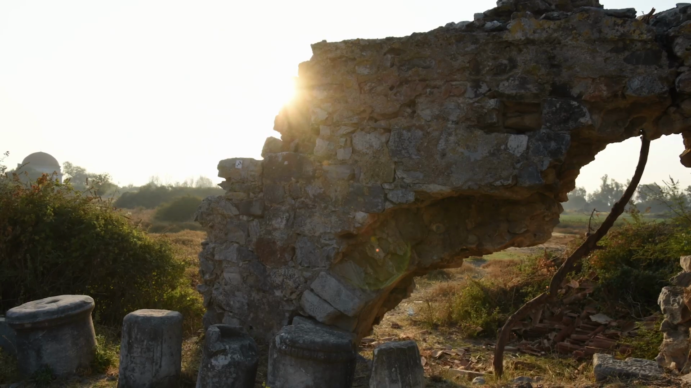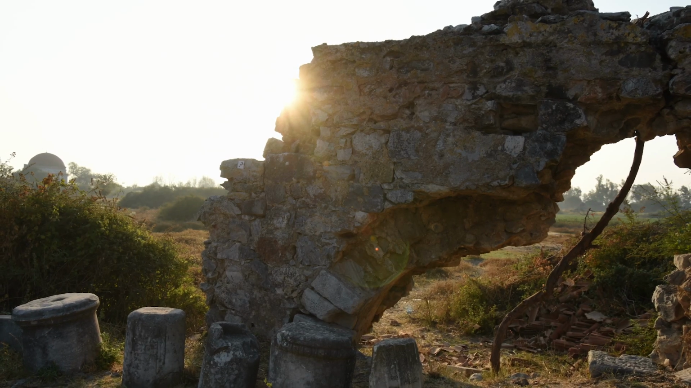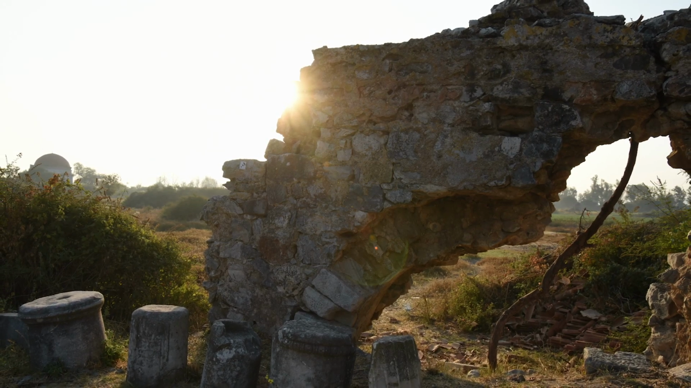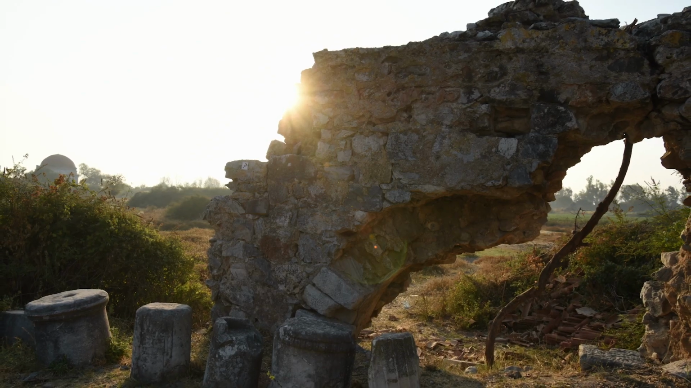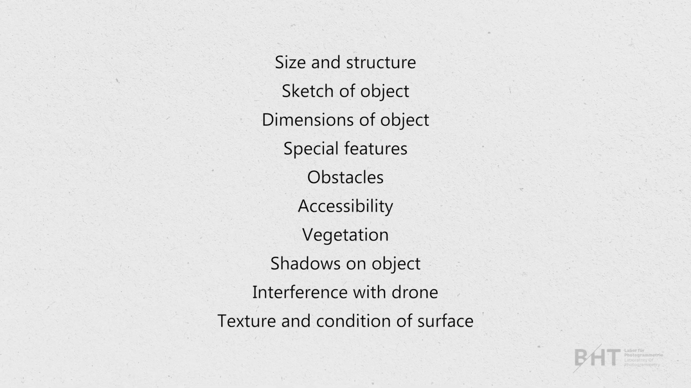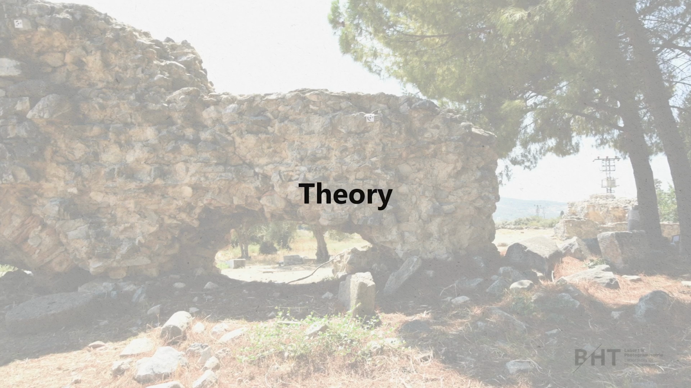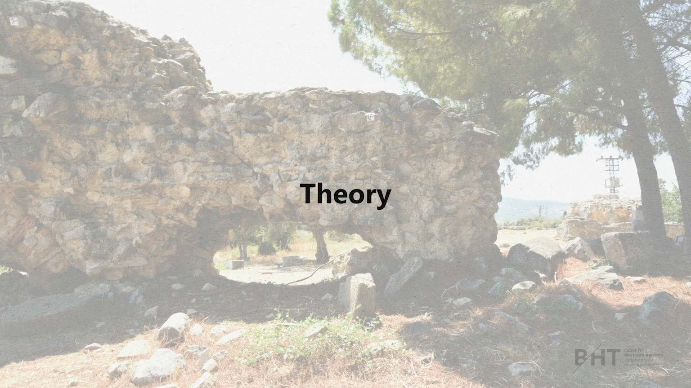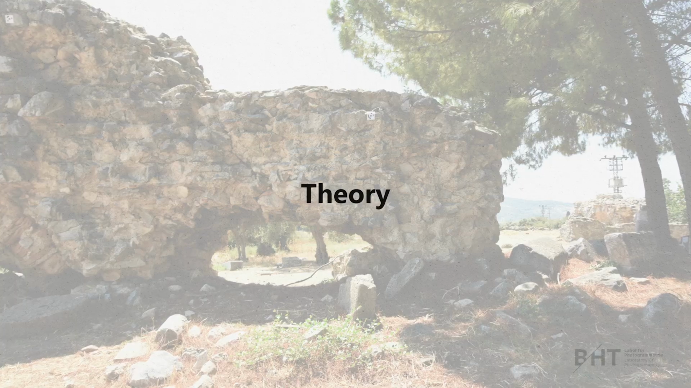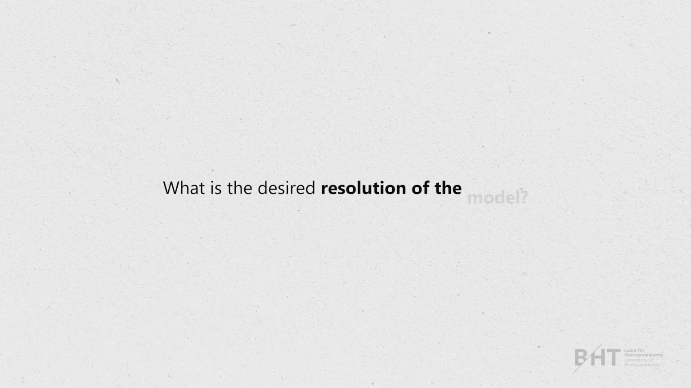You should also pay attention to the course of the sun. When is which side in the shadow and when is it illuminated by the sun? All information that we have collected so far is very useful for the next step, the photogrammetric capture planning. Theory. The most important question must be clarified at the beginning. What is the desired resolution of the model? This is one of the basic parameters for planning the shots, and other decisions depend on it.